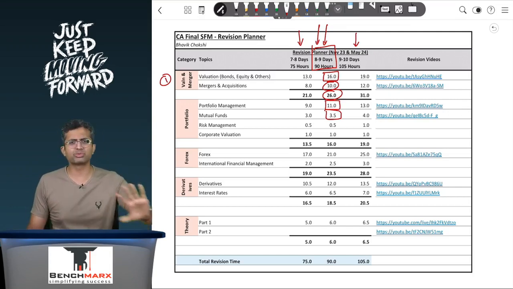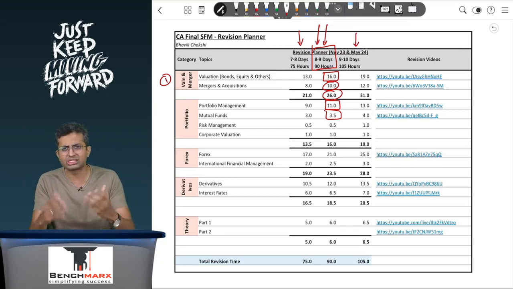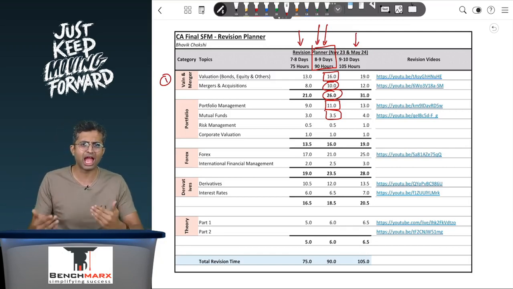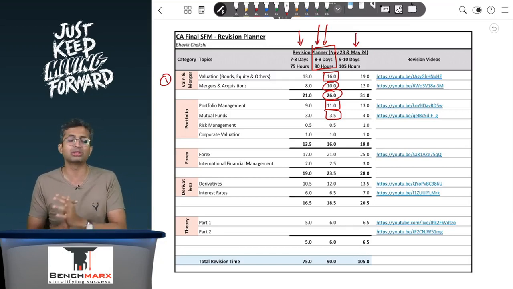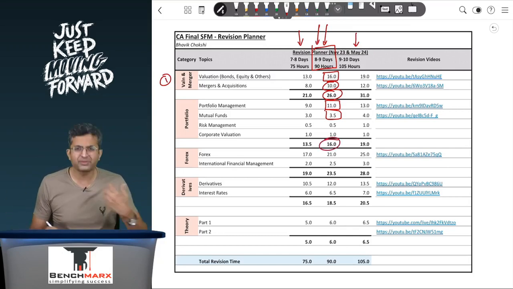Then you have risk management and corporate valuation. Risk management only has the concept of value at risk, which is something that you should properly do. And when we look at corporate valuation, these are some other sundry allied valuation topics. Again, close to 15 to 16 hours for this bunch.